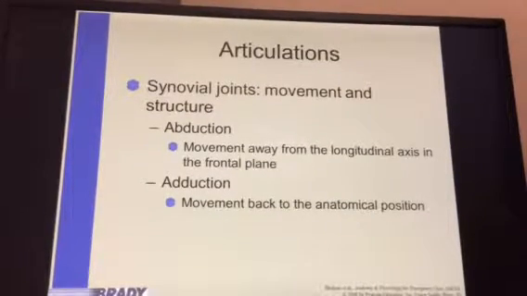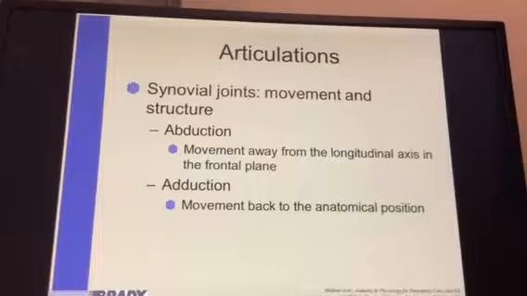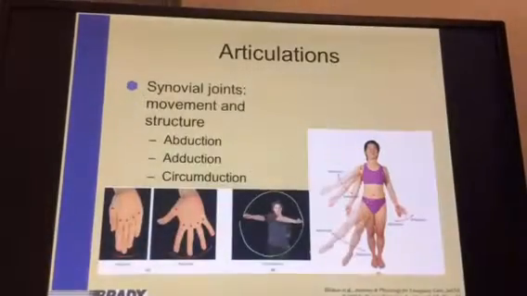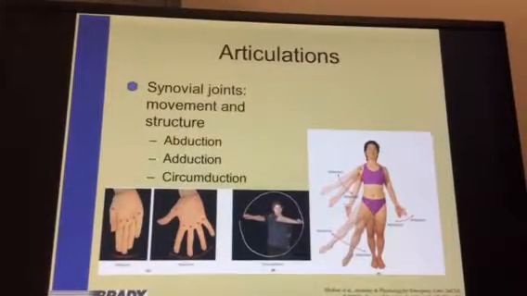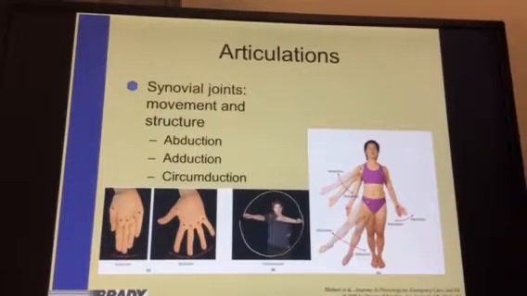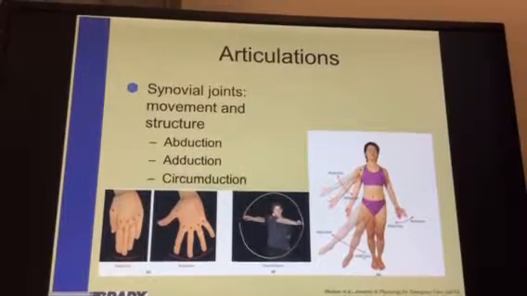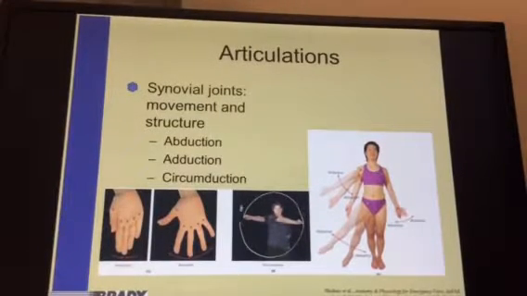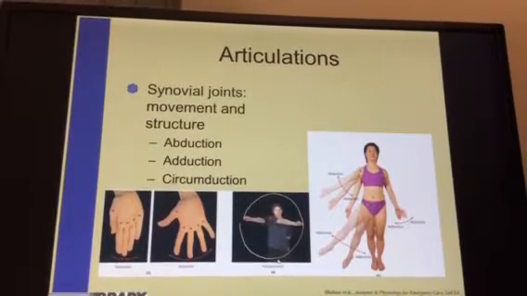It adds to the body or it moves towards the body. Abduction is it moves away. So let's look at this. Abduction is moving away from the body. Adduction is adding or moving towards the body. So those are going to be kind of our motions. Circumduction is basically the ability to move a particular body part into a complete circle.